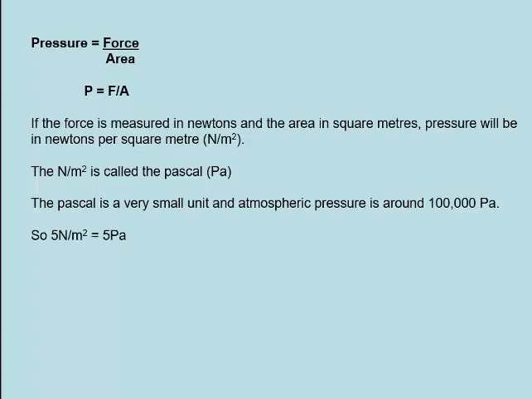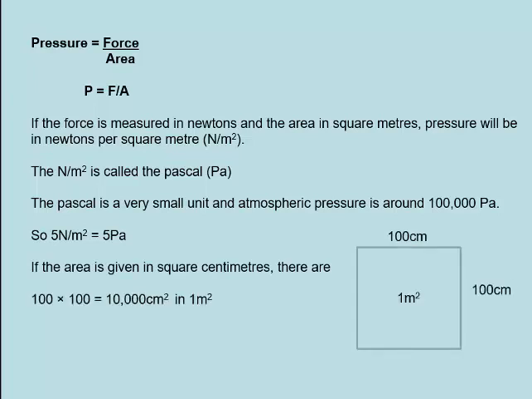So 5 newtons per square metre would be 5 pascals, for example. If the area is given in square centimetres, there are, if this was a square metre, 100 centimetres along this line, 100 centimetres along this line. So there's a row of 100 square centimetres here, and another row below it 100 times. So we have 100 lots of 100 square centimetres, which is 10,000 square centimetres in 1 square metre.